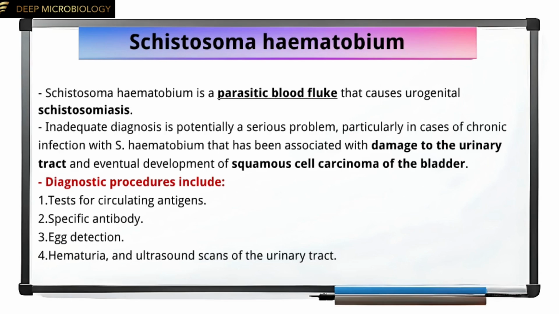A variety of diagnostic procedures to detect schistosome infection have been reported, including: 1. Tests for circulating antigens, 2. Specific antibody, 3. Egg detection, 4. Hematuria and ultrasound scans of the urinary tract.